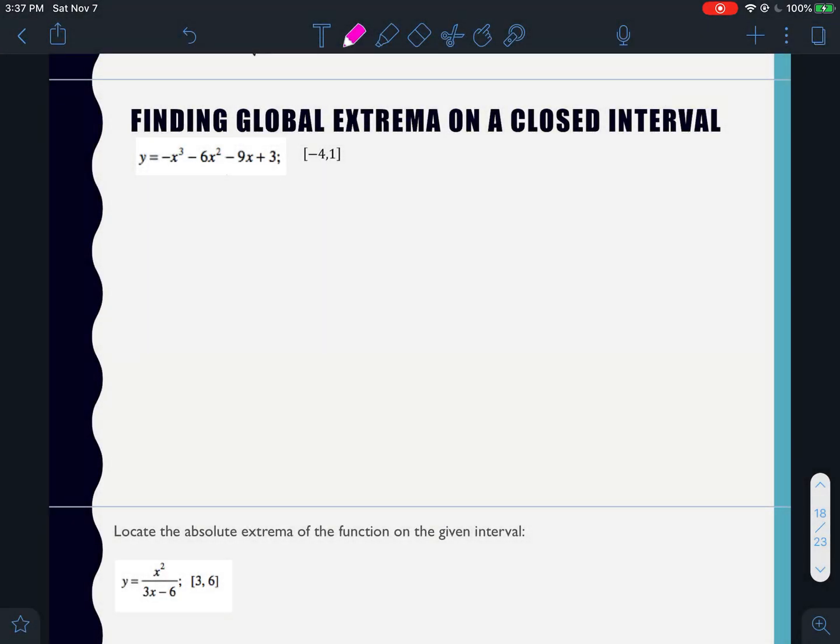What about global extrema? So what if we want to find the absolute highest or lowest value on a graph?